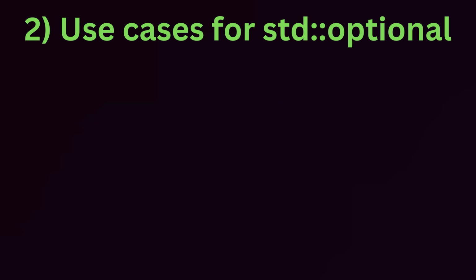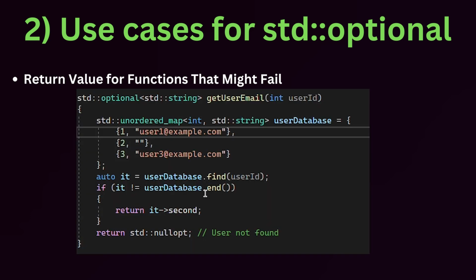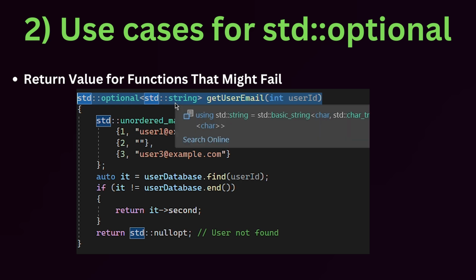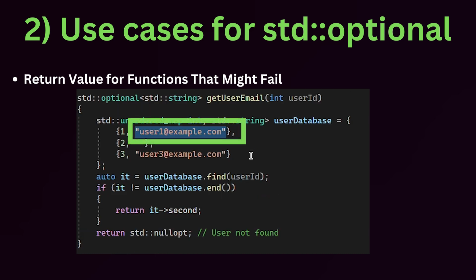Now, let's look at some practical applications of std::optional. For example, we can use it as a return value type for functions that might fail. Let's see an example. Here we have a function that optionally returns a string, in this case the email of the user. If we check for user ID 1, we would get user1@example.com. Let's test the code.